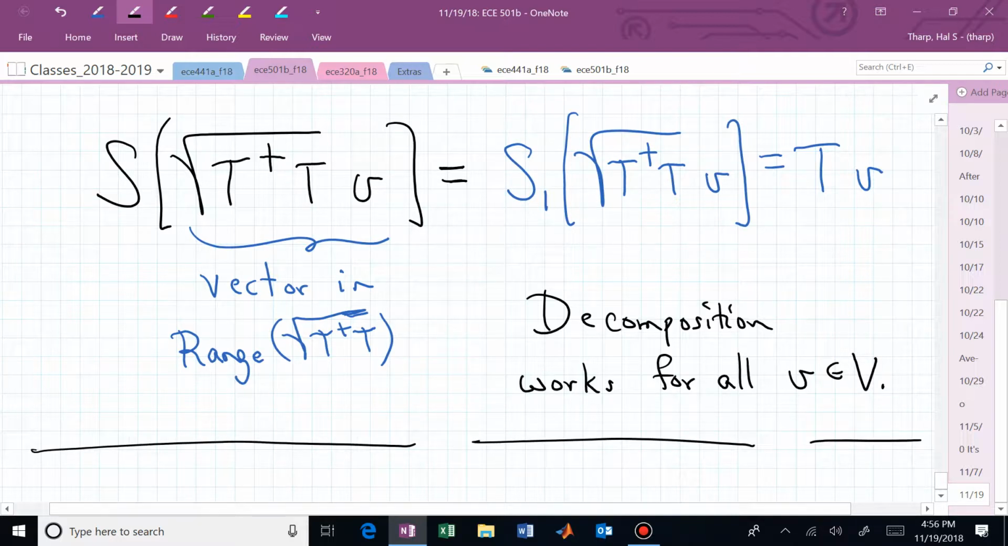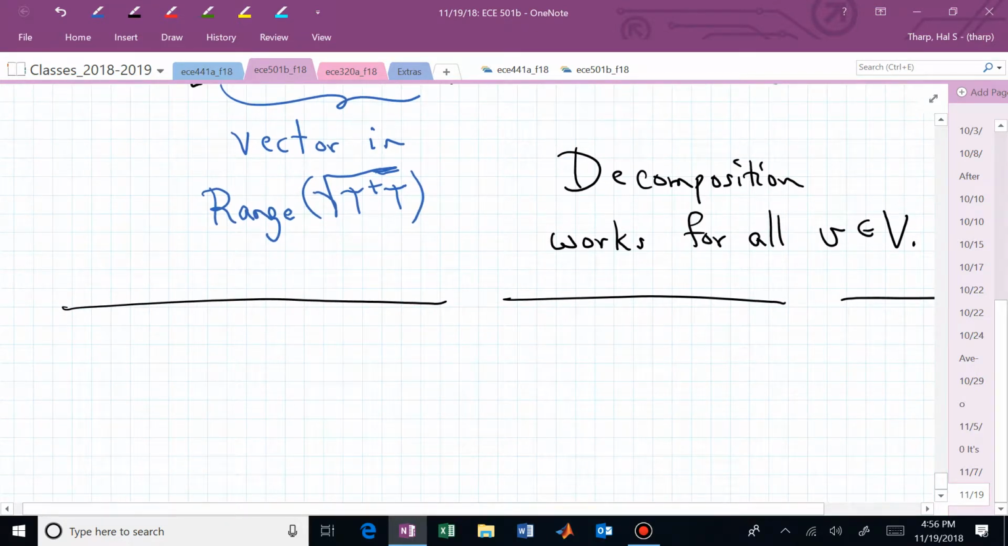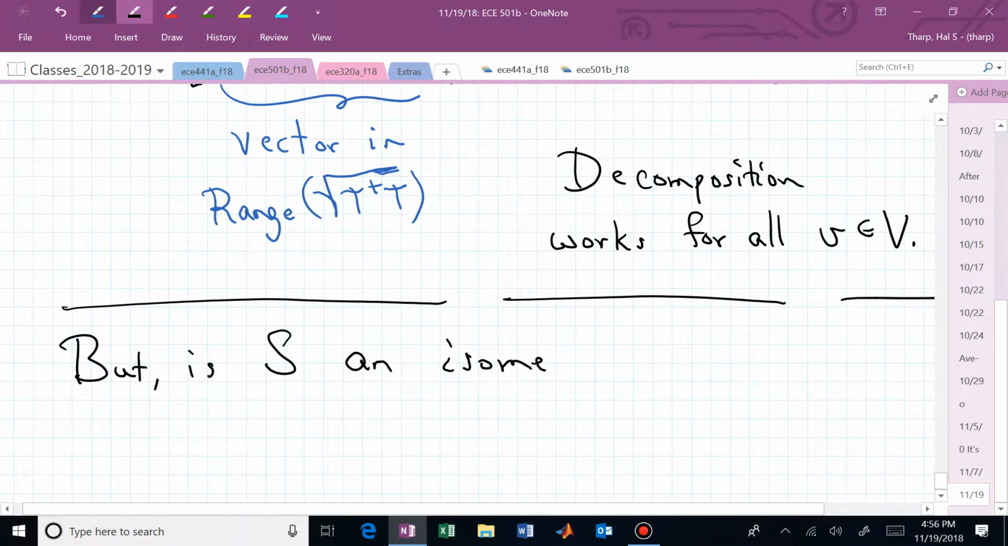But now, is S really an isometry? That's the question. So let's see if we can show that in fact S is an isometry. And what does that mean? It needs to preserve these norms, doesn't it? But is S an isometry?